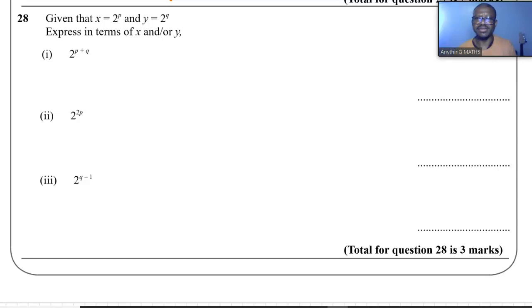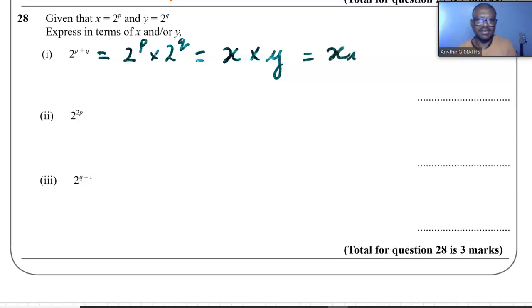You've been given x equal to 2 raised to the power p and y equal to 2 raised to the power q. Express in terms of x and y the following. By the law of indices, we can write this as 2 raised to the power p times 2 raised to the power q. And as a result, we can write x times y. When we simplify, we're going to get xy.